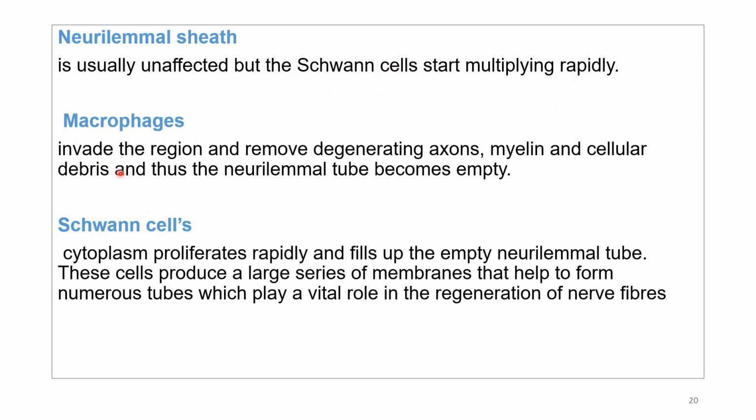Now macrophages will invade the region and remove the degenerating axons, myelin and cellular debris, and thus the neurilemmal tube becomes empty. Schwann cell cytoplasm proliferates rapidly and fills up the empty neurilemmal tube. These cells produce a large series of membranes that help to form numerous tubes which play a vital role in the regeneration of the nerve fibers.